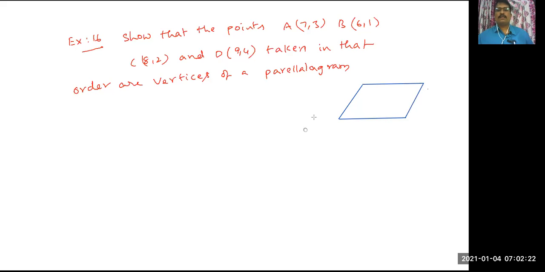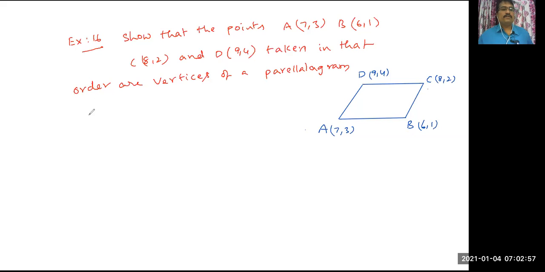This is the parallelogram. The first one is A (7,3), B (6,1), C (8,2), and D is (9,4). So as usual, let the points or vertices of a parallelogram, you can write.